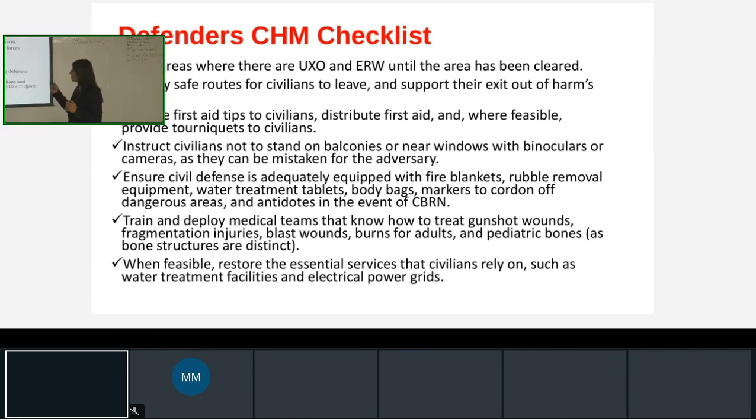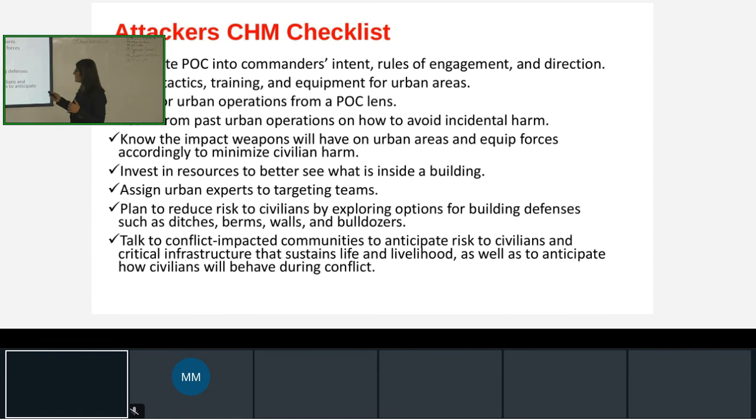And then we have the attackers' checklist. Some of this I covered earlier. One thing I didn't mention today, but I mentioned on Monday, was learning from past operations. It's been great. Major Giroux talked about some of the past urban conflicts, and he and John have all these case studies at the Modern Warfare Institute. I'm studying past conflicts from the lens of civilian harm mitigation, how civilians were put at risk, and what can be done.